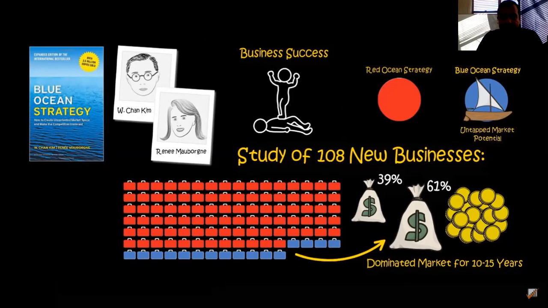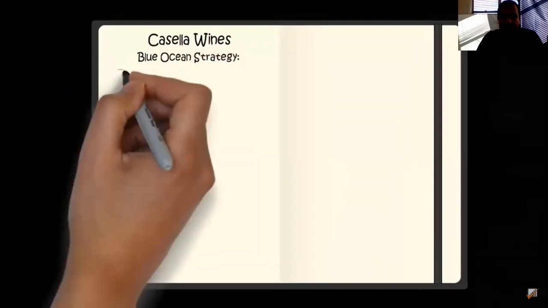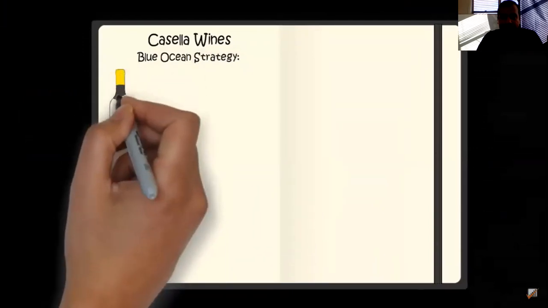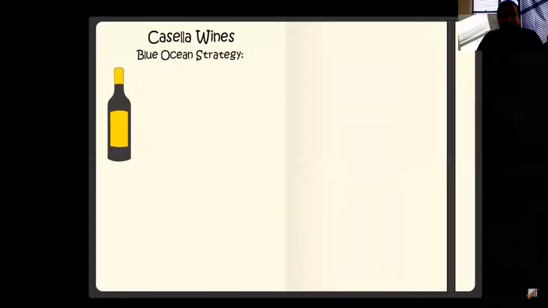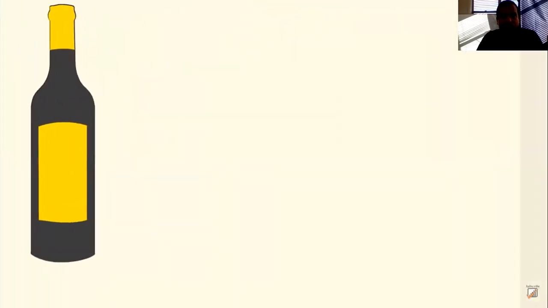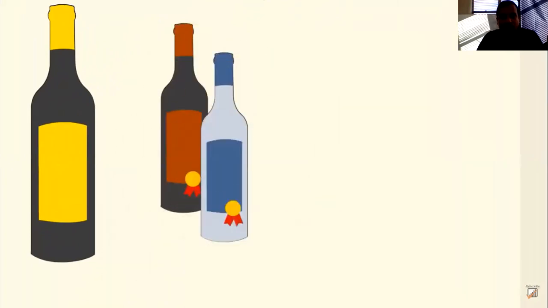for over a decade? To find the answer, let's look at how a company called Casella Wines used the blue ocean strategy to create a new category of wine that would become the best-selling wine in Australian and United States history. When Casella Wines set out to create a successful new wine product, they knew that competing with existing wine brands in the traditional manner would be extremely difficult.